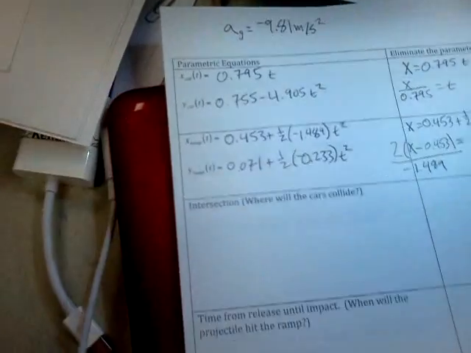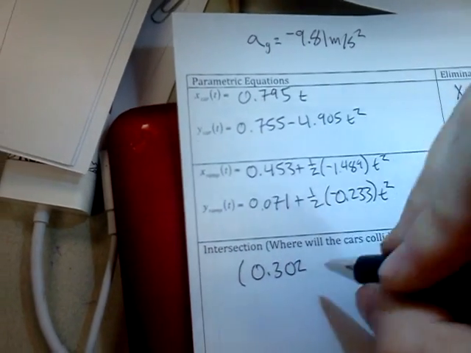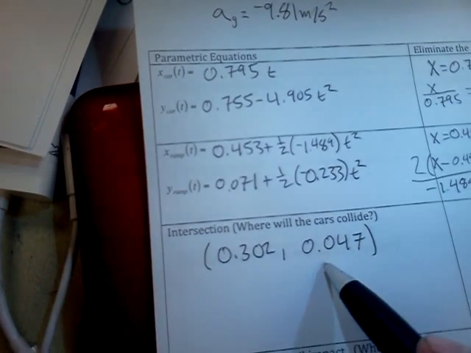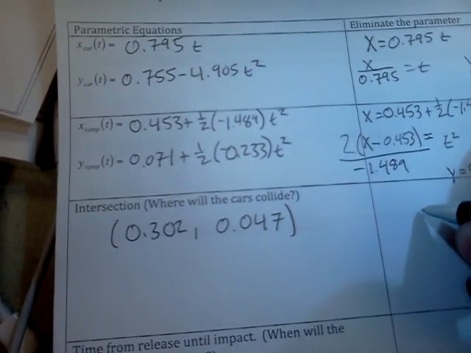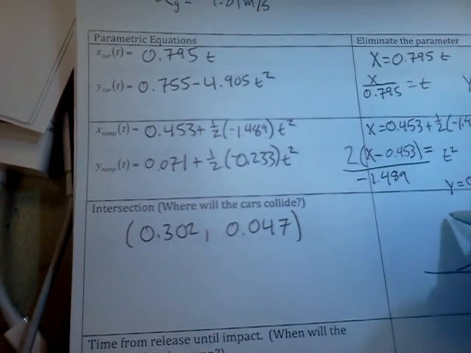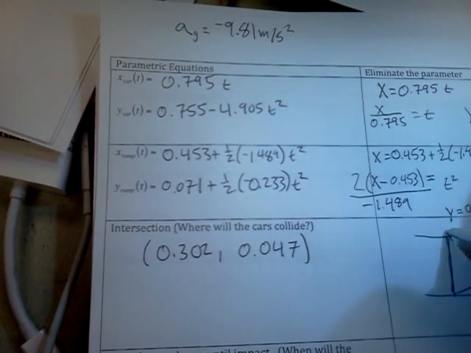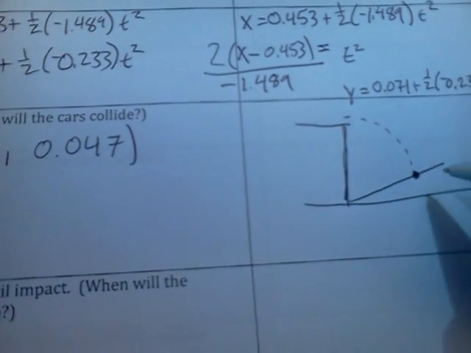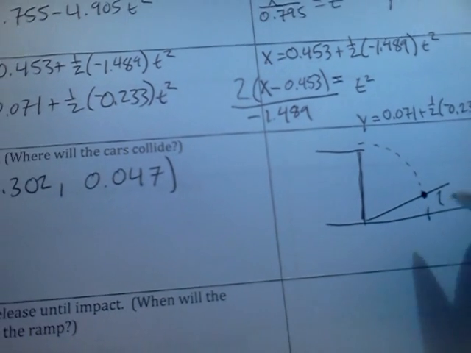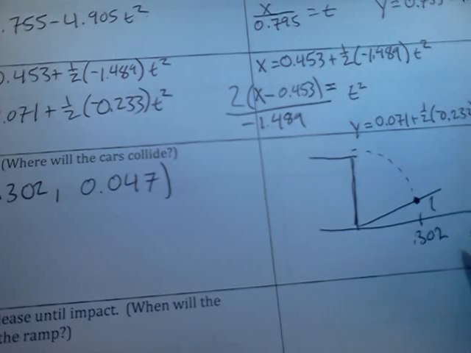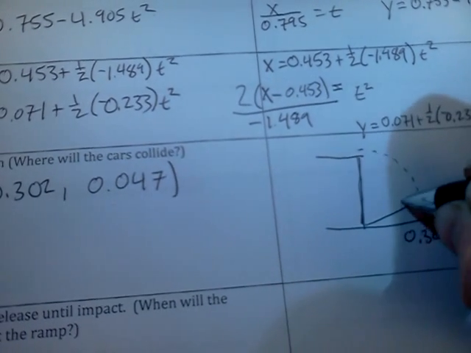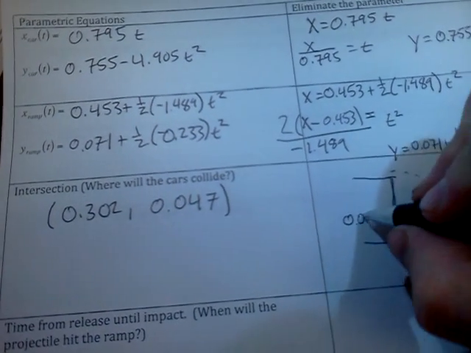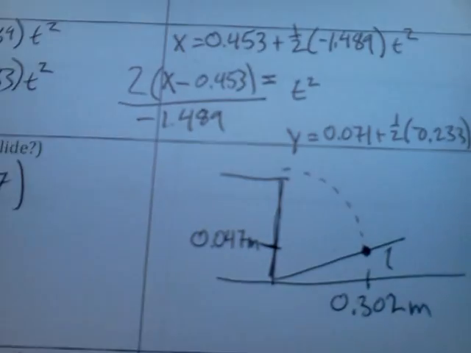And my value for my intersection was 0.302 and 0.047. So this gives me the x and y position that my car collides at. So if I had a picture, my car coming down the ramp, my car coming off the table, this spot where my projectile hits my ramp is the spot where x is equal to 0.302 meters and y is equal to 0.047 meters. So that tells me where my objects will collide.